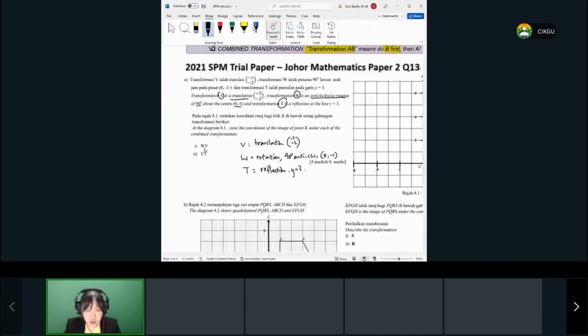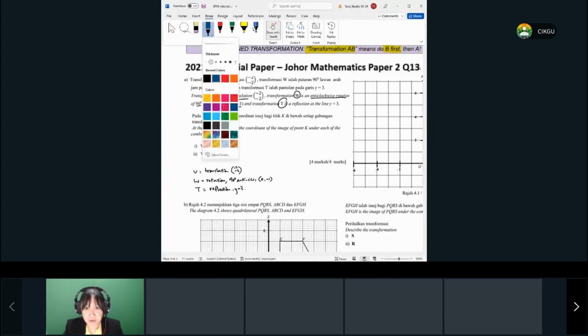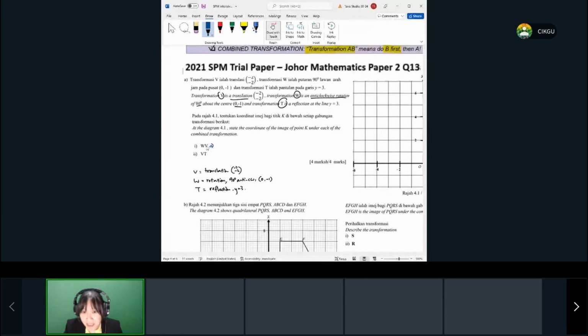Under each of these, one by one. So this one, transformation WV. That means go backwards. Do V first, then only you do W. You know what? Let me take this and make it smaller, and then move it down here so I don't have to block. Let me erase this. Change color. So that means I need to do V first.